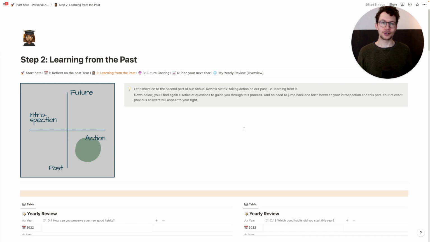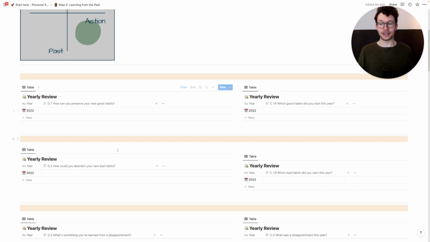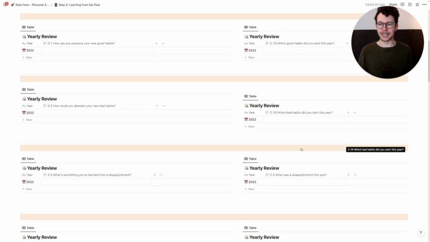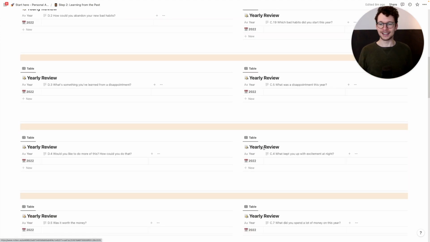Now on this page, we're going to try to learn from the past, which is why we have, again, a range of questions on the left side, and on the right side, it will show us our answers from the previous page. So really, we can just further drill down and make sure, well, how can we keep our good habits? How can we get rid of the bad ones? And so on and so on.